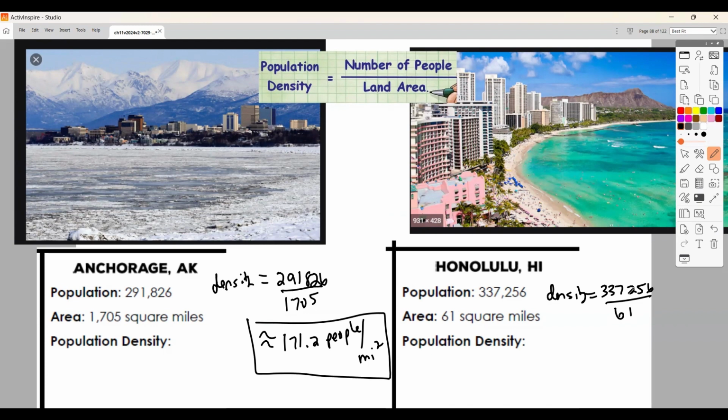337,256 divided by 61. Now we have approximately 5,528.8 people per square mile. So definitely a lot denser. And if you can look at the picture, you see there's a lot of buildings, so lots of stories with people congested in the same amount of land space, a lot more density, population density in Honolulu as compared to Alaska.